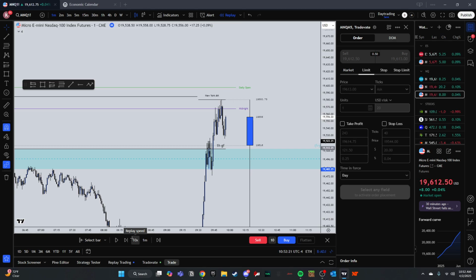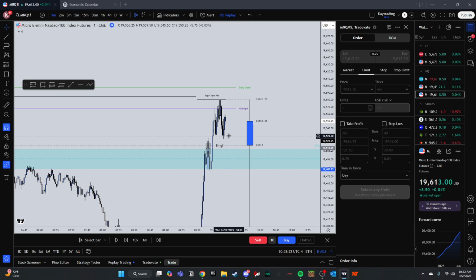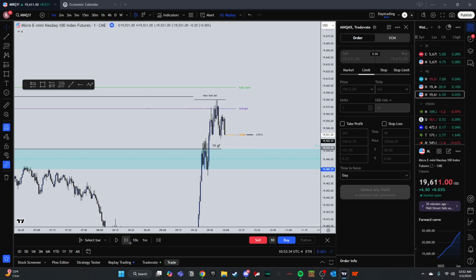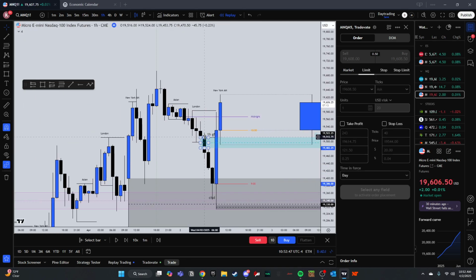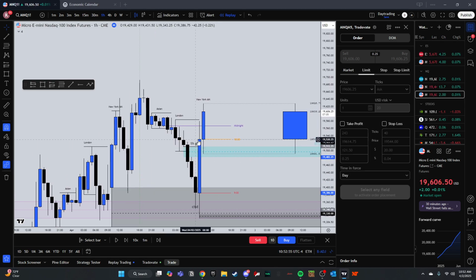My last trade idea was, I wanted to see after the 10 a.m. open a tap into this inversion gap, because now that the 10 a.m. candle opened, we go back up to the hourly. You can see that we fully inversed this gap here. So this 9 a.m. candle inversed this 1 hour fair value gap.